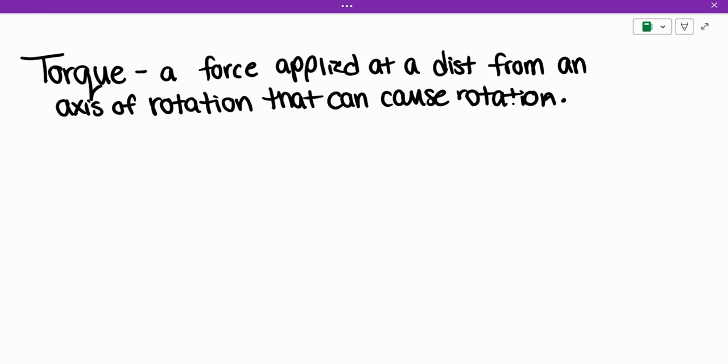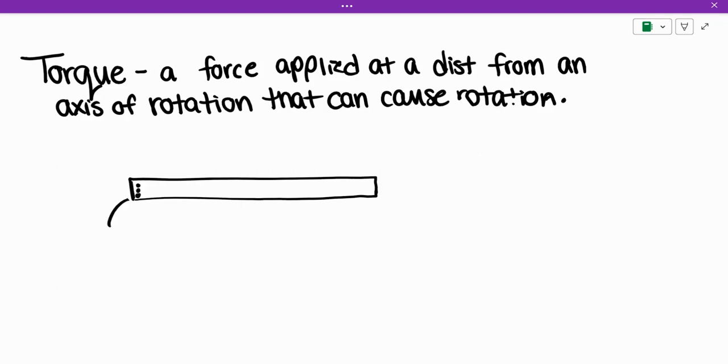and that's what we're going to focus on first: when our torques are balanced, so our object is not rotating, it's remaining at rest. So let's think about a door to think about what else we need to consider with this thing, torque. So here are my hinges on the door, right? And here's my doorknob.